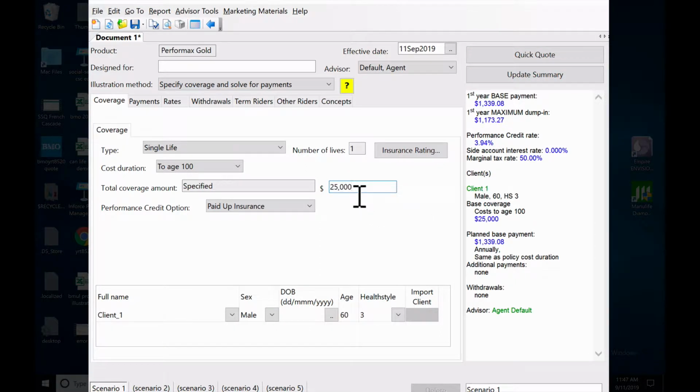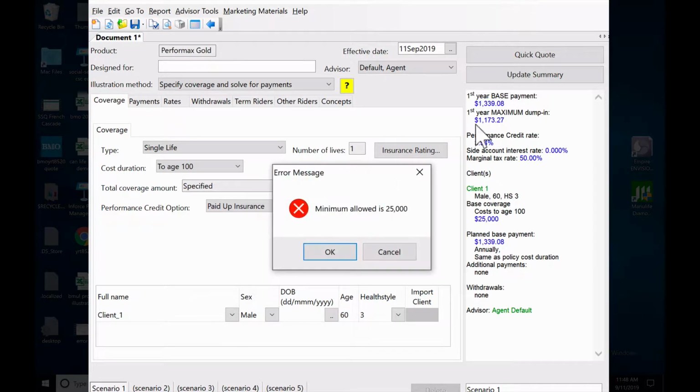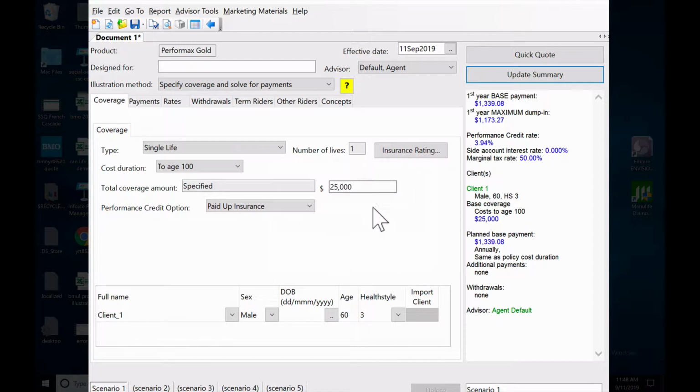I don't think you can go any lower than that, but again, this sort of concept, let me just see what the minimum is here. So yeah, minimum allowed is $25,000. I just wanted to double check.